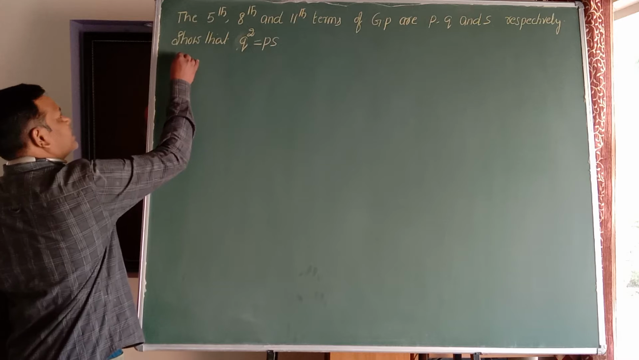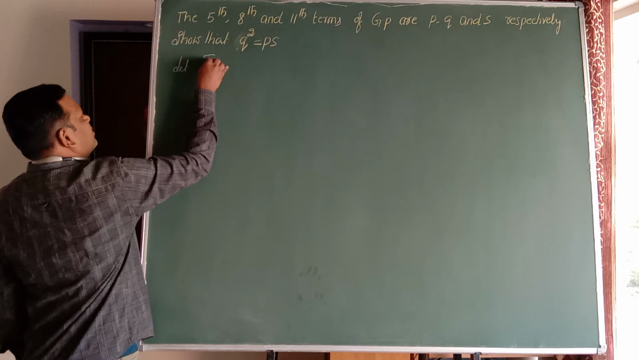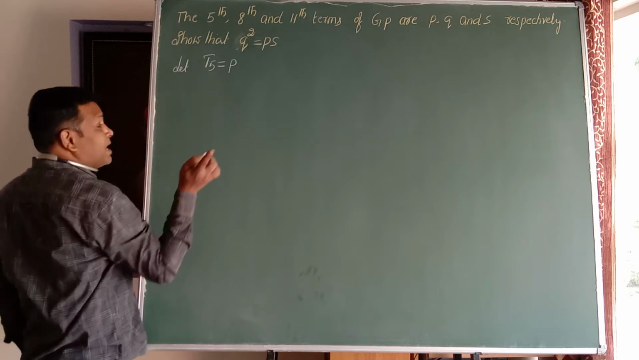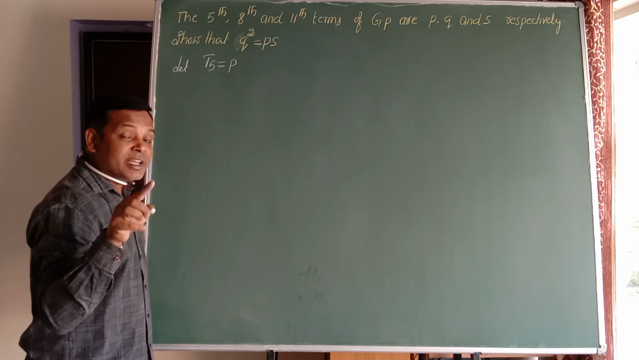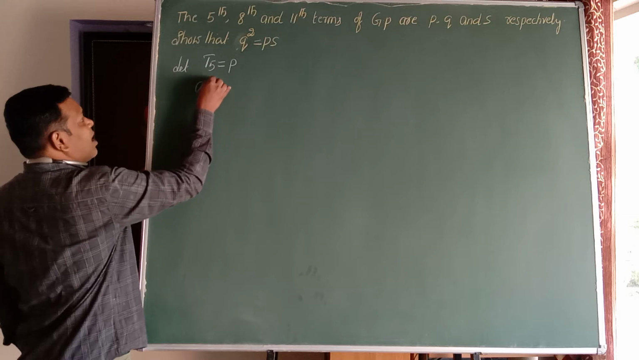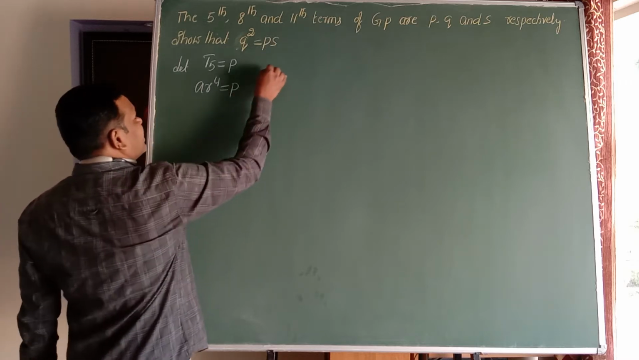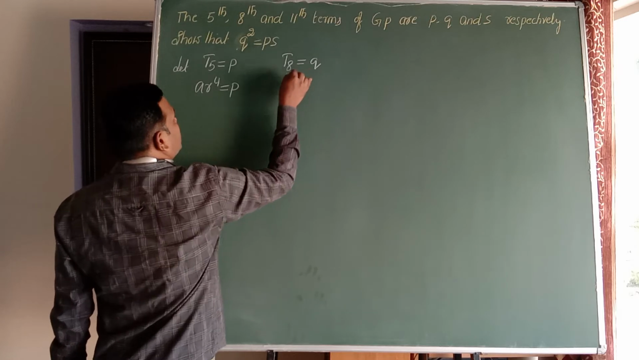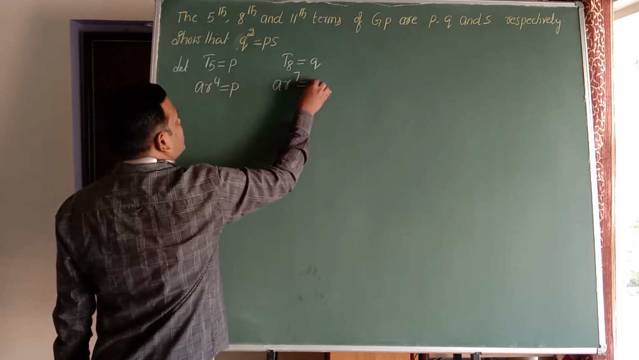Now I am going to write like this. Look here, fifth term is nothing but T5. T5 is given as P. Now I am going to write Tn is A into R power n minus 1. T5 is A into R power 5 minus 1. Nothing but T5 can be written as A R power 4 is equal to P. The next one is the eighth term. Eighth term is denoted by T8. T8 is Q. This T8 can be written as A R power 7 is equal to Q.